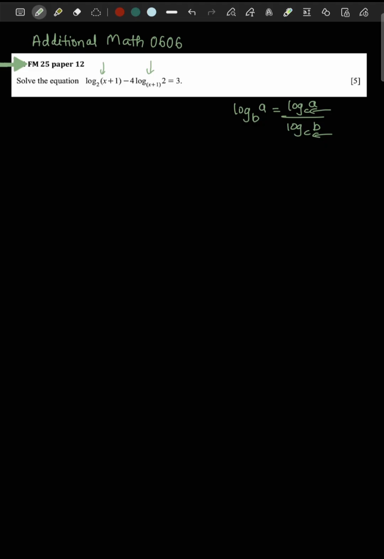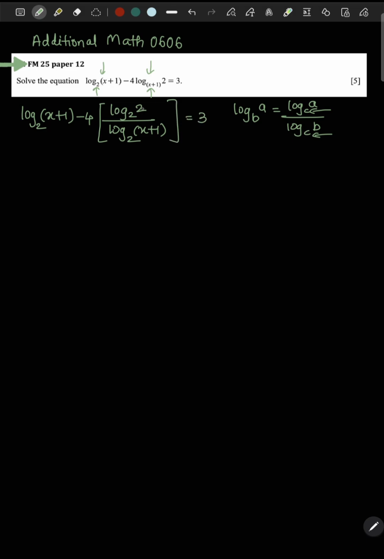Now in this question, we have log base 2 for the first term and log base x plus 1 for the second term. So the same question can be solved in two different ways. We can change both the terms to base 2 or we can change both the terms to base x plus 1. For me, base 2 is more comfortable, so I would change both the terms to base 2. My first term is already in base 2, so I keep it like that. And for my second term, I write it's going to be log of 2 base 2 over log of x plus 1 base 2. And my right hand side is 3.